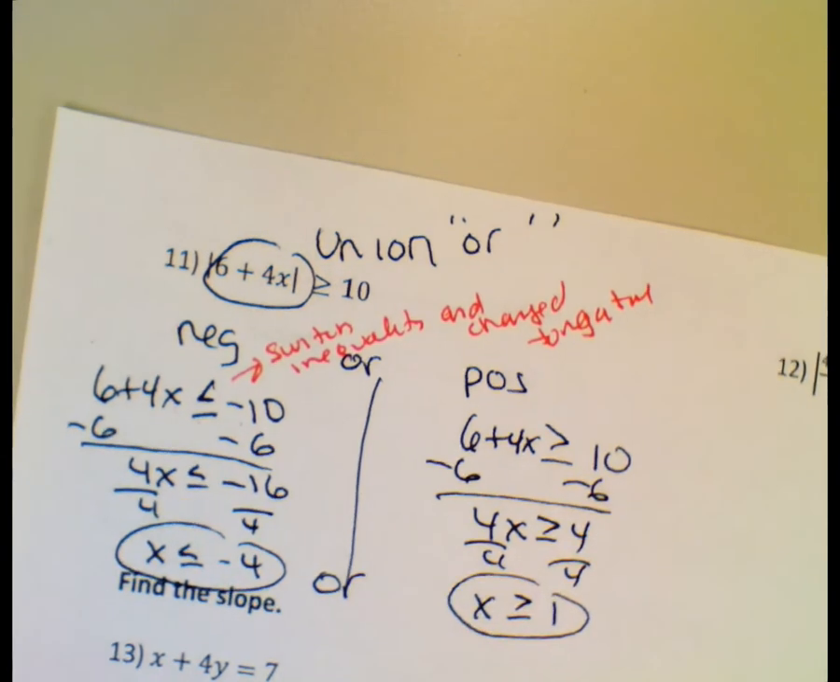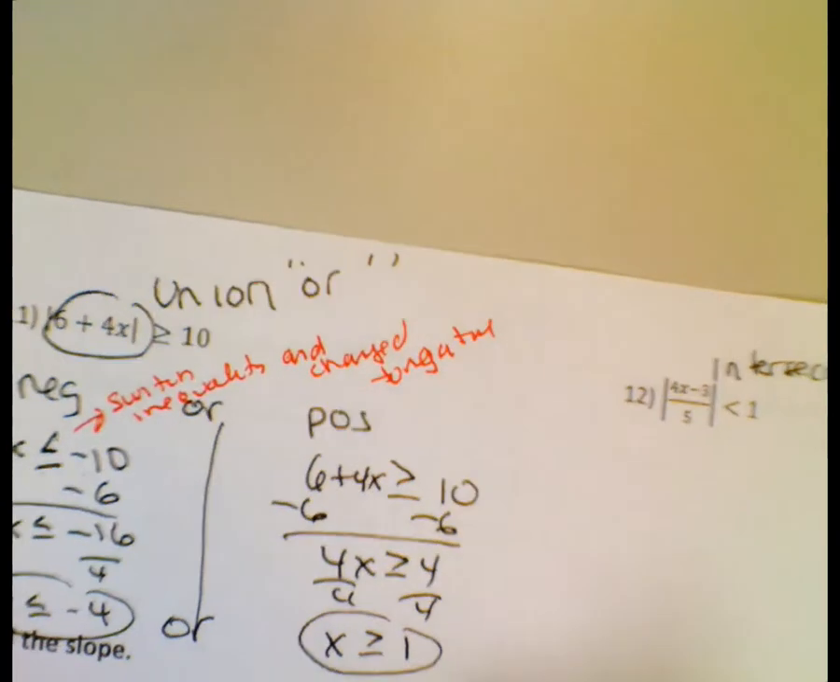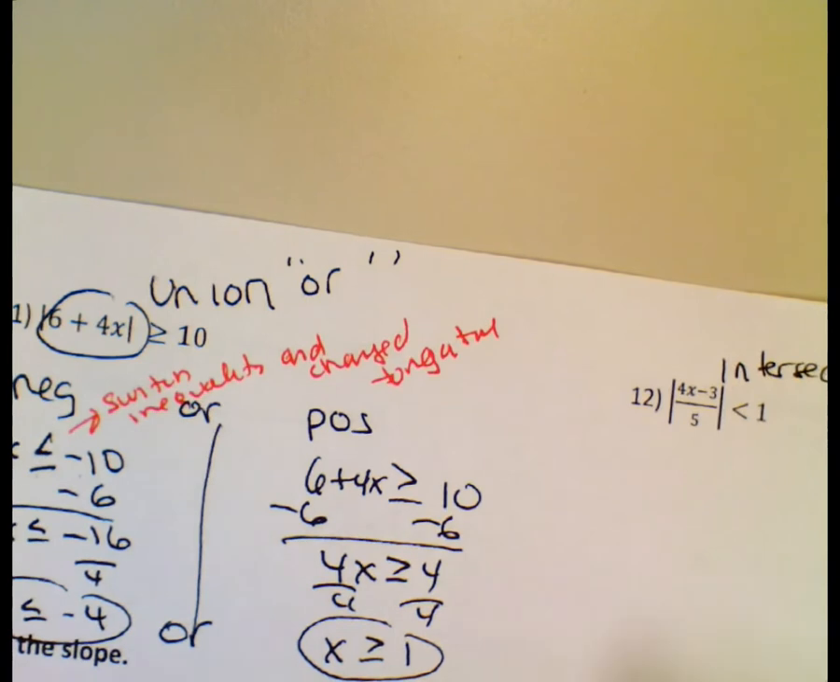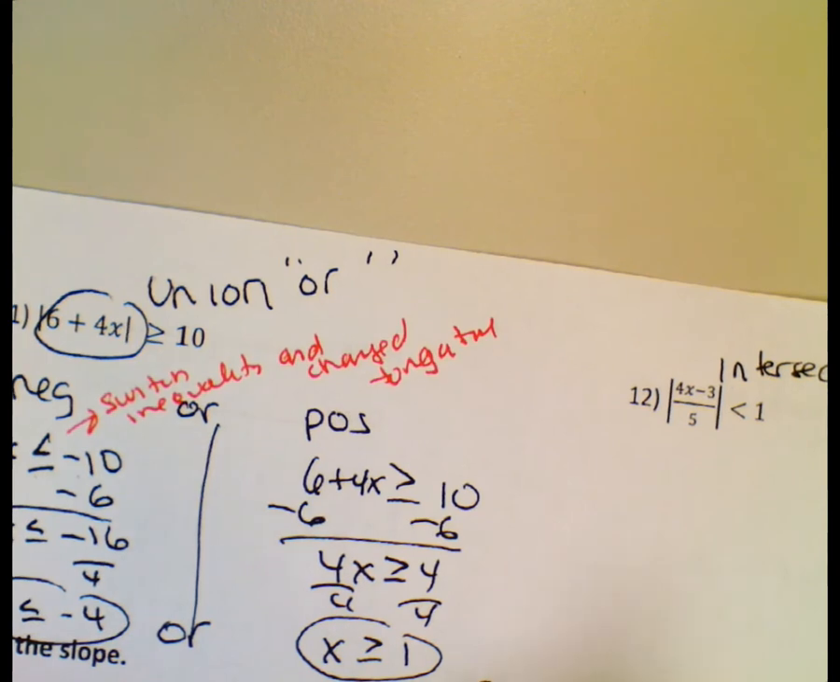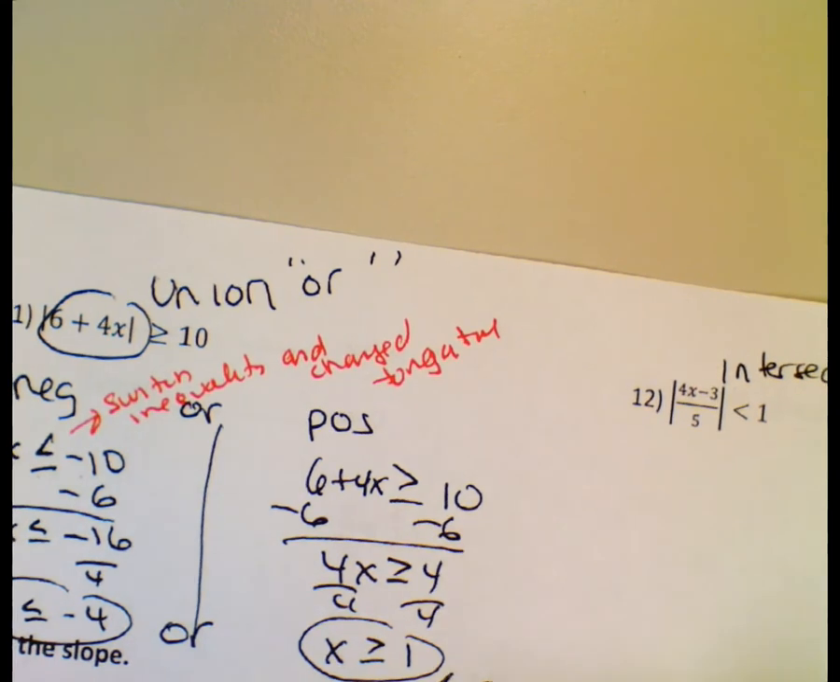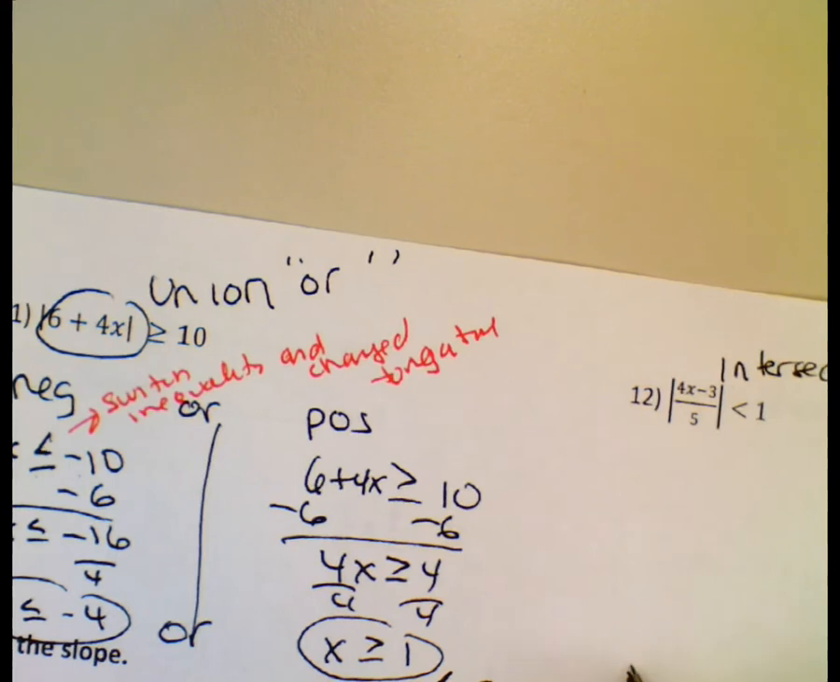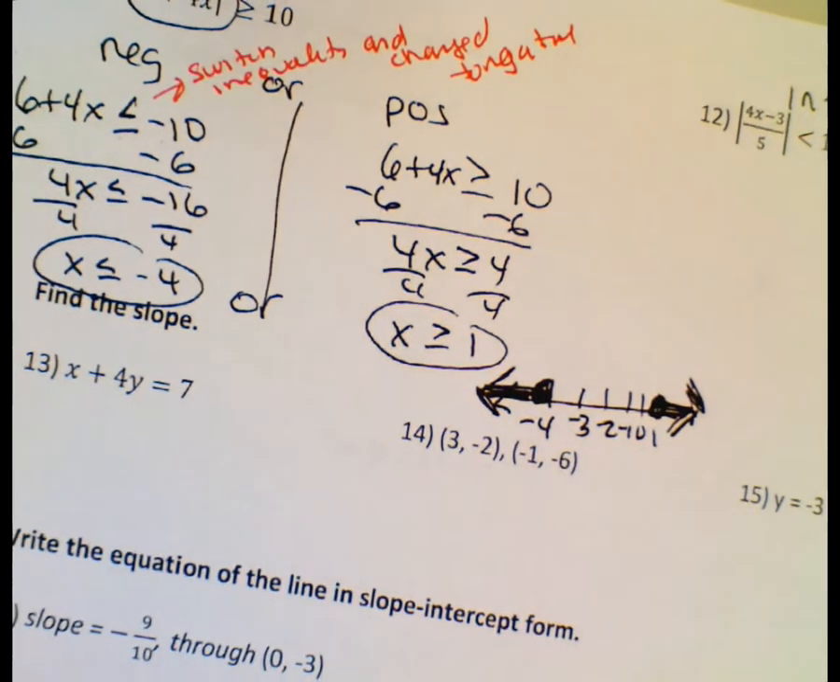Circle that. Now we need a number line for this. Negative 4 is here. Negative 3, negative 2, negative 1, 0, 1. And 1 is here. So less than negative 4 does this. Greater than 1 does this. X is less than or equal to negative 4. X is greater than or equal to 1.